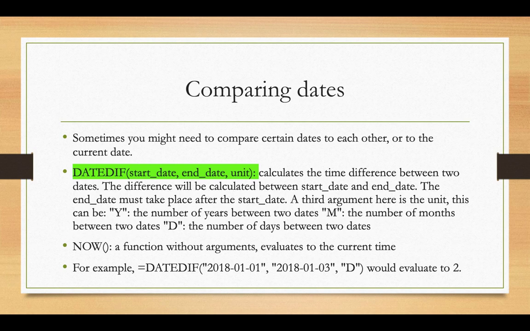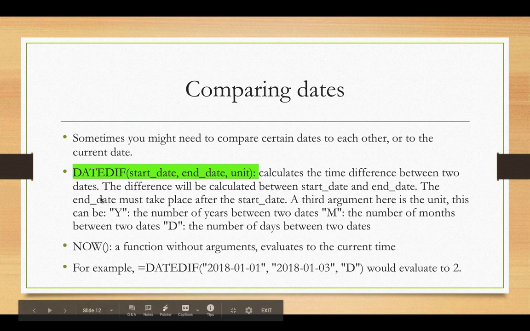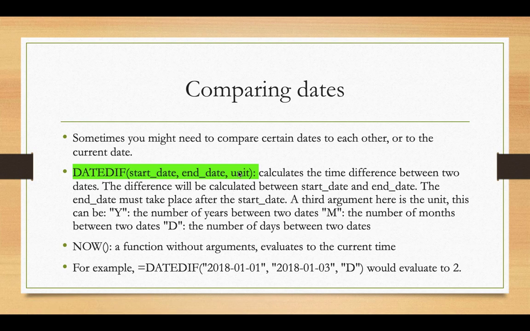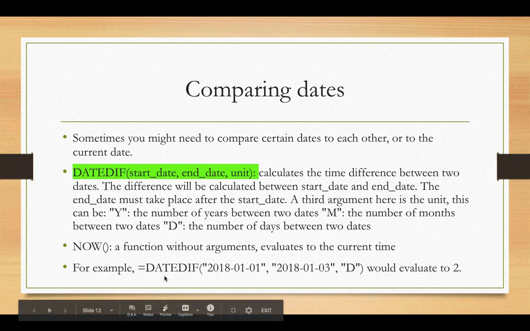Next is comparing dates. So this is another important function where you need to compare two dates. So the function followed by dated if, start date and end date and comma unit. So you need to specify very important on this unit, which gives, if you write y, it compares the number of years between two dates, and if you write m, it compares the dates between 2 months, and if you write d, it compares the date between two dates. And now is a function which is taken as the current time. What is today's date?